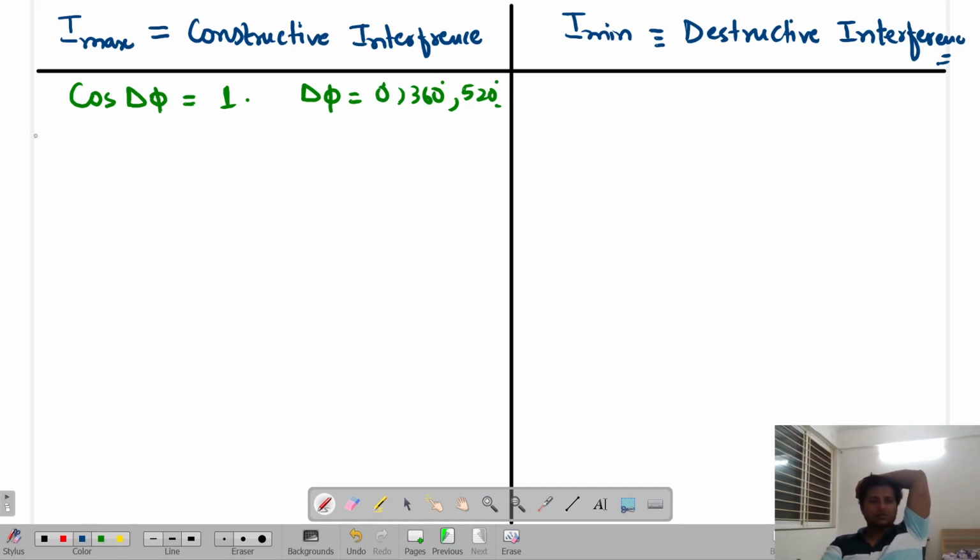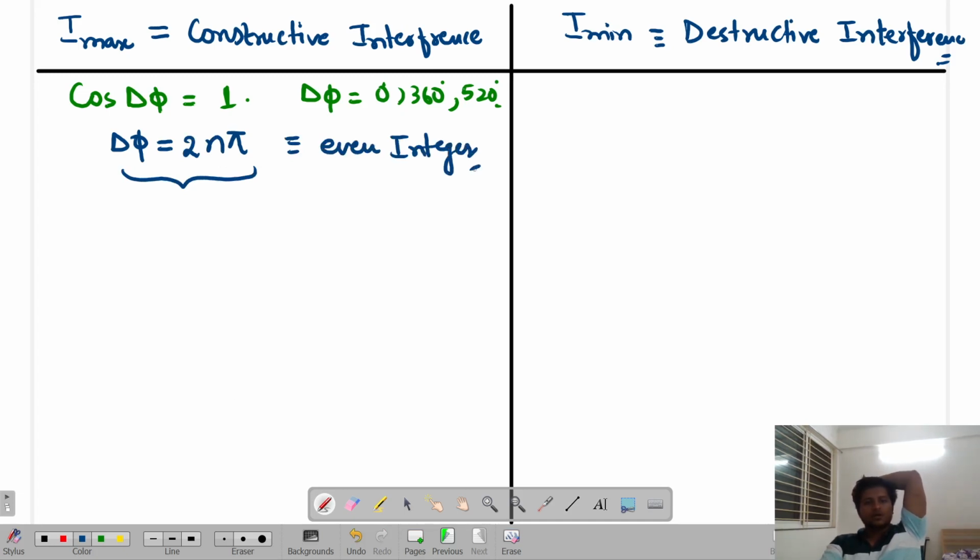तो ध्यान से देखो, तो डेल्टा फाई 0 360 का मतलब क्या हुआ कि बेसिकली these are some numbers of pi which are some integers of pi, but these are which kind of integers, even integer, है कि नहीं. Are you able to get me or not?